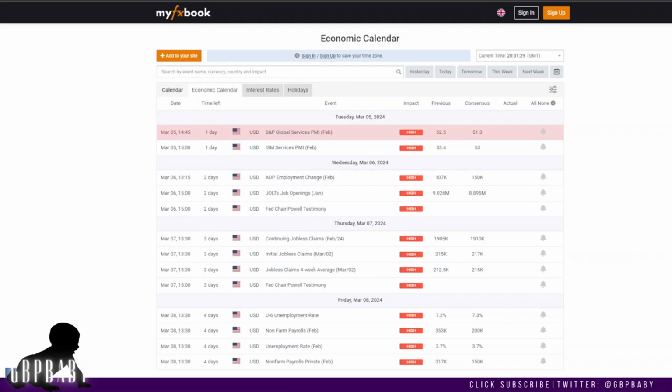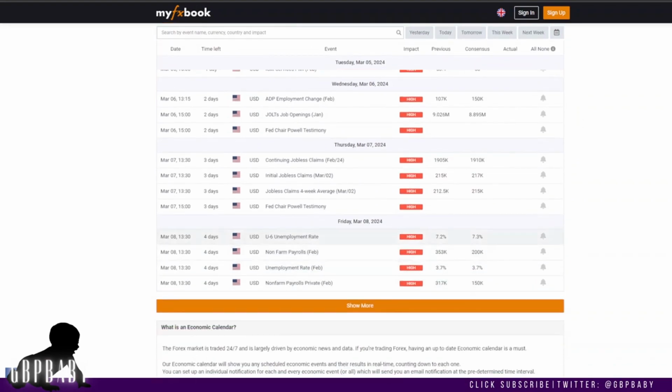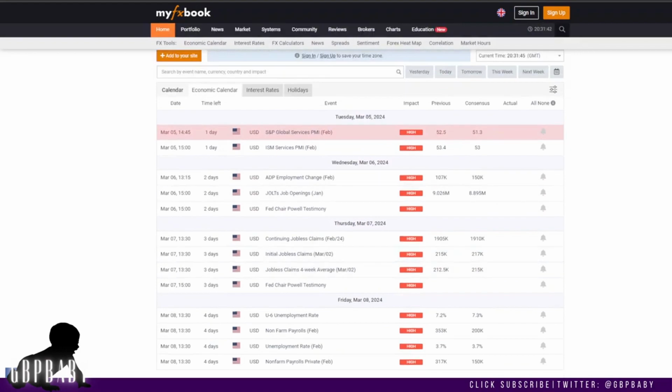So I'm going to start by looking at the economic calendar. Personally, I use my FX book for the calendar just because I like their layout and whatnot. And you'll see that Tuesday, Wednesday, Thursday and Friday all have very high impact news events, with non-farm payroll to finish on the Friday, which should be quite exciting. So generally, Tuesday through Friday does look like there should be events that will occur that will allow us to trade.